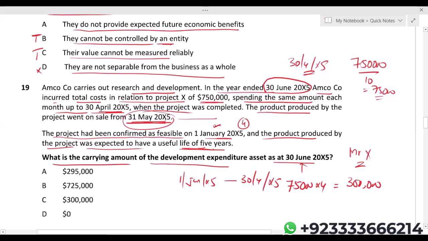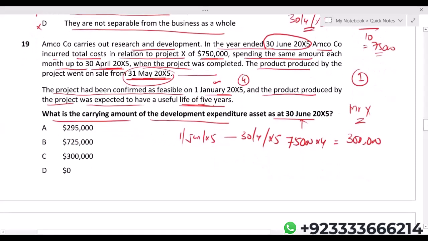So IAS 38 says when an intangible asset was completed, and let's say the product from that intangible asset goes on sale after 1 month, 2 months, from that time period onwards you will start amortizing it. So logically, we will amortize this intangible asset for only 1 month. So simply 31st May X5 is the date from here onwards the product started going on sale. So we will deduct the amortization as well.